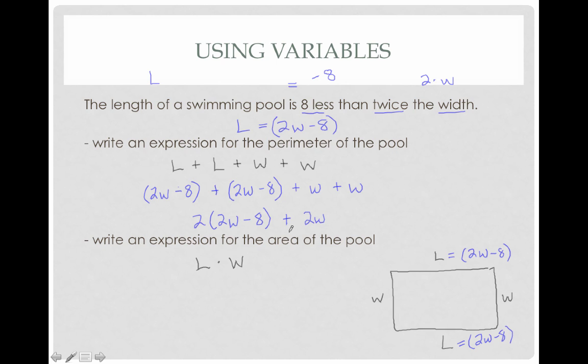Now let's write an expression for the area. Area is length times width. Well, let's use our 2w minus 8 for the length times the width. That would be an expression now for the area. Hopefully you're kind of catching on about how we can use all these variables, symbols, operations to translate things around us into some algebra.